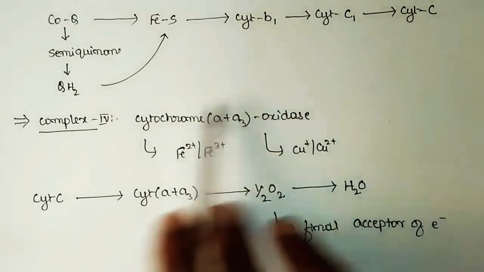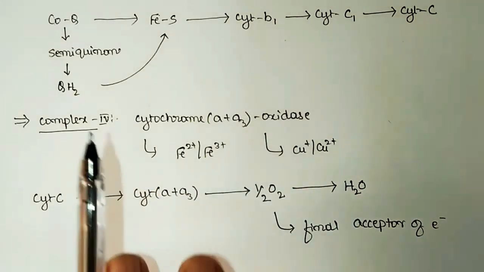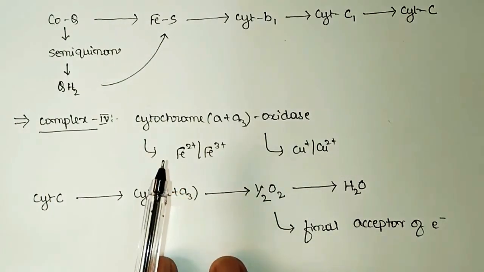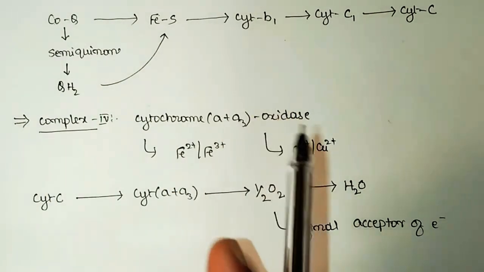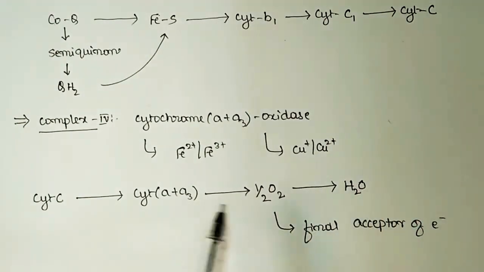So these are the sequences of electron transfers that occur in the complexes present in the inner mitochondrial membrane, that is, strictly speaking, in the electron transport chain.